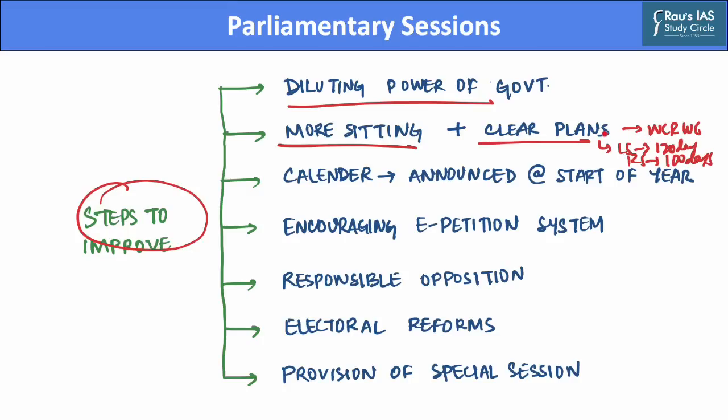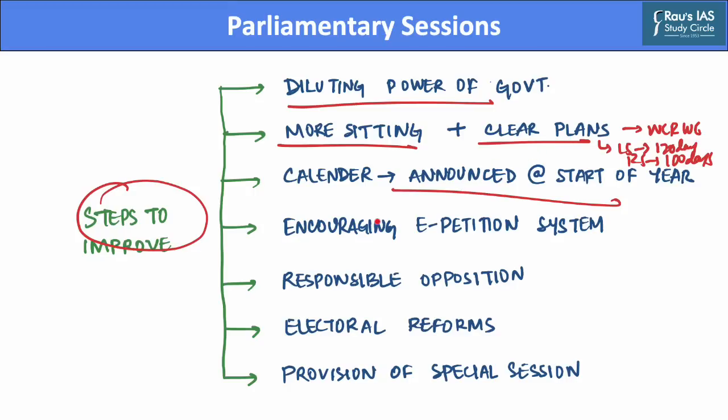Further, the calendar of sittings of the Parliament needs to be announced at the start of the year. This will help members plan better for the whole year, and it reduces the scope of the government to postpone a session if it wants to defer a parliamentary scrutiny on some emerging issue.